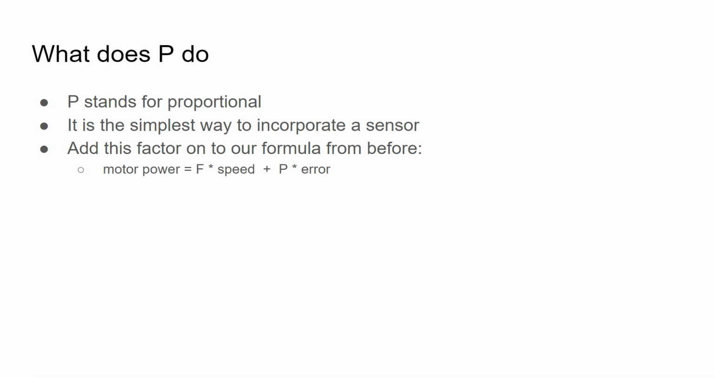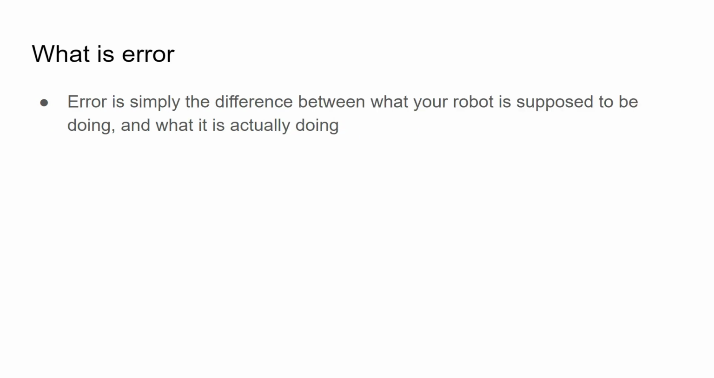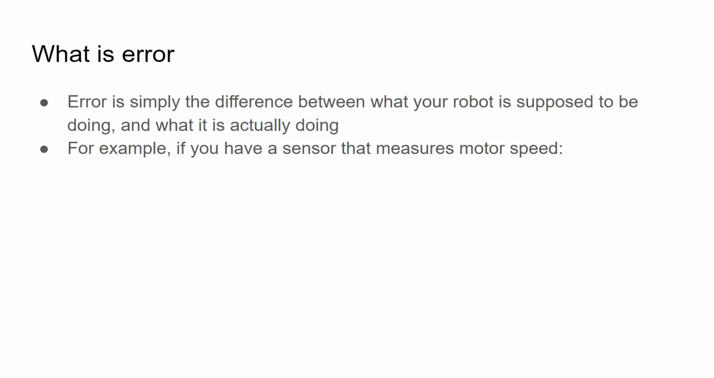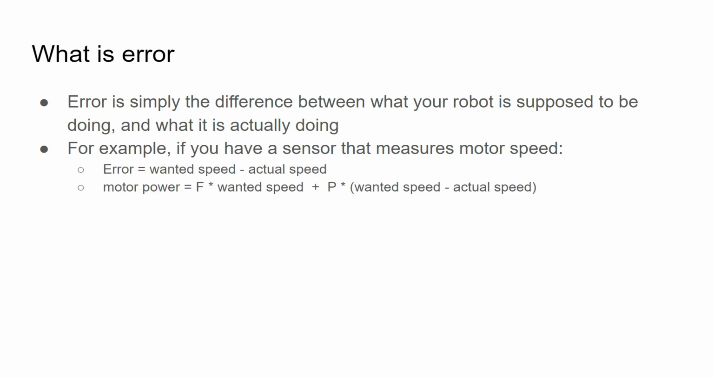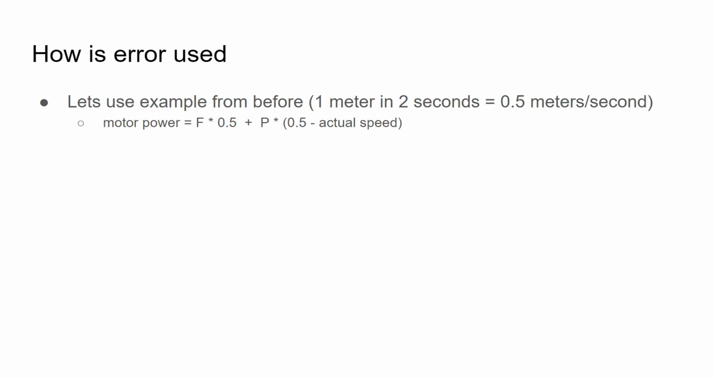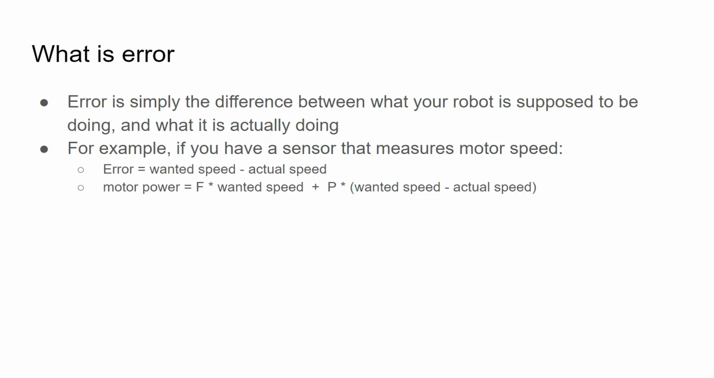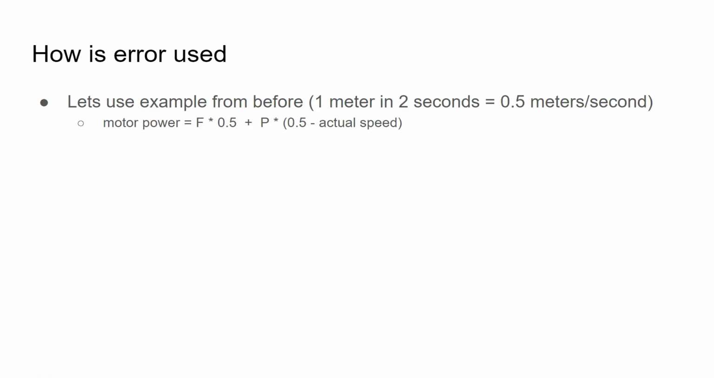What the heck is error though? Error is simply the difference between what your robot is supposed to be doing and what it is actually doing. So in our case, if you had a sensor that measured motor speed, your error would simply be your wanted speed minus your actual speed. We can plug that into the formula here. To get a more intuitive sense of this, let's go through some examples with various speeds and see what it's going to do to our formula.